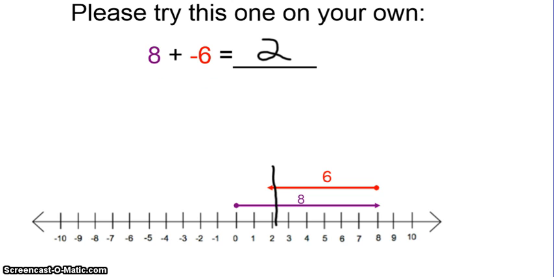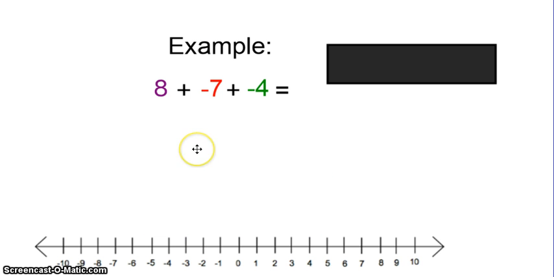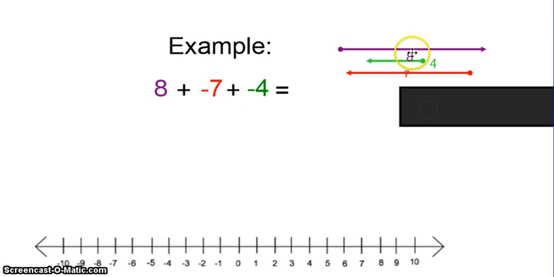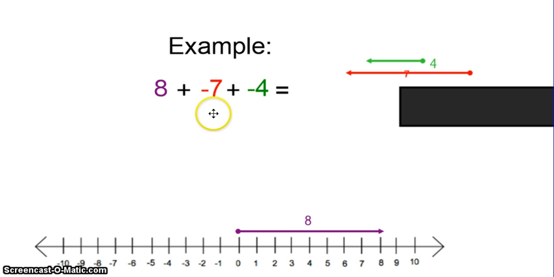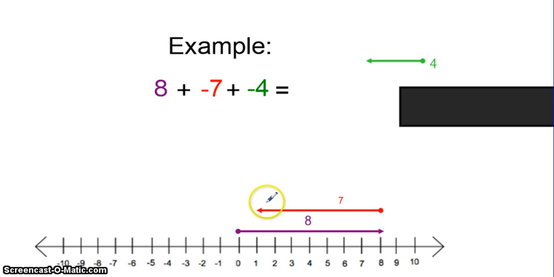I have one more for you guys. This example is 8 plus a negative 7 plus a negative 4. What we'll start off with here is going in the positive direction with 8. Right is always positive, and when we go to the left we go negative. So this next one we have a value of 7. We move 7 spots to the left because the negative brings us in the left direction. Now we are at 1. But we still have to add another negative 4.